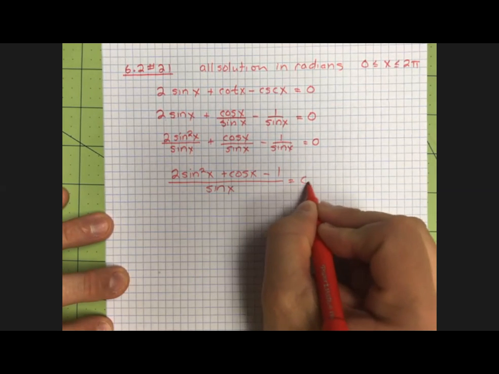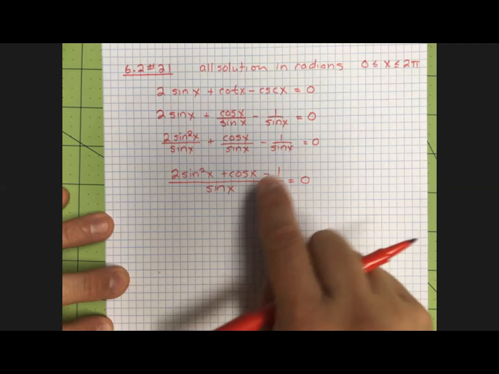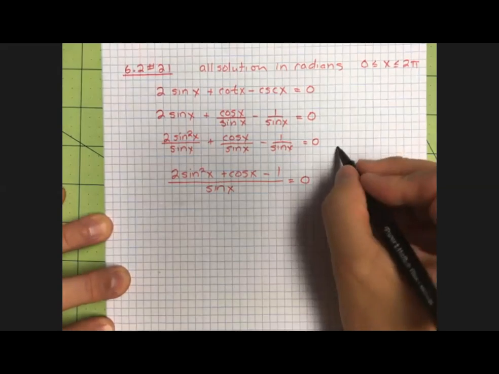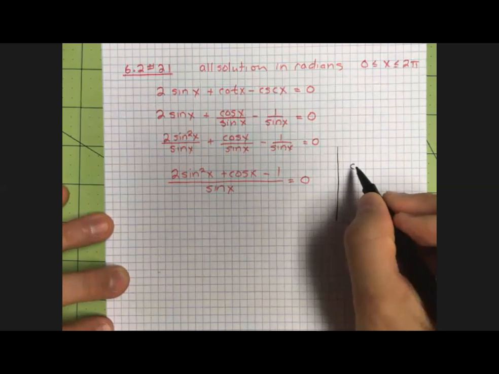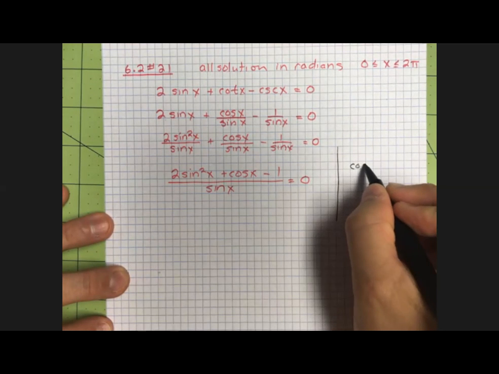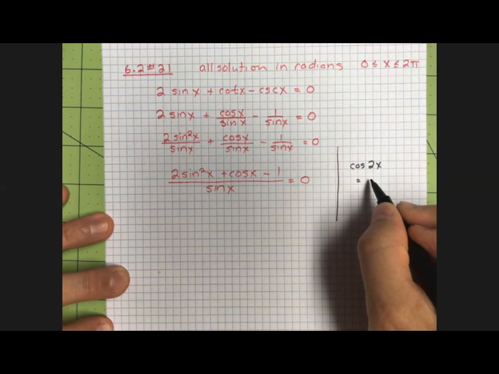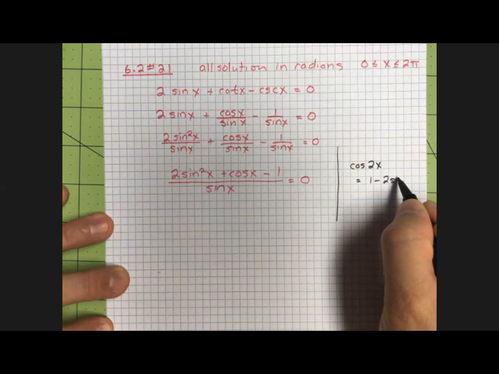And remember the principle from algebra: a fraction is 0 only if the numerator is 0. So now I can just focus on the numerator. But I see that identity I just wanted to use earlier. Cosine of 2x was what? 1 minus 2 sine squared x.